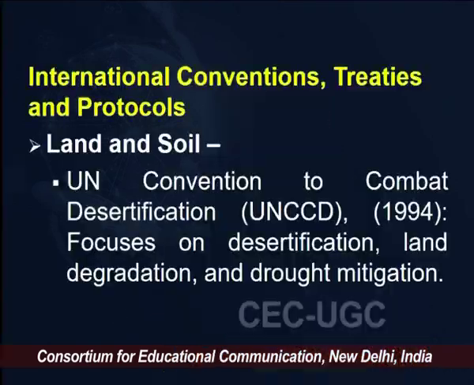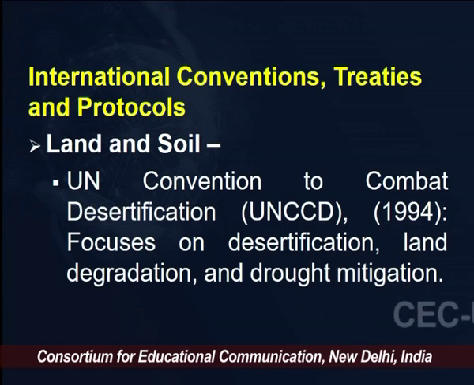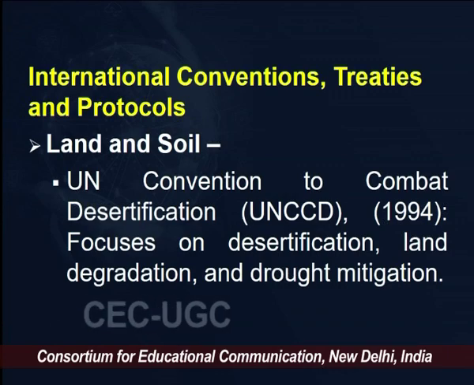On land and soil, one of the conventions that took place was the UN Convention to Combat Desertification, known as UNCCD 1994, and it focuses on desertification, land degradation and drought mitigation. So, these were the conventions which took place, and right now also one of the conventions is going on where all the EU member countries are attending it. So, these are very important from the global ecological management point of view.